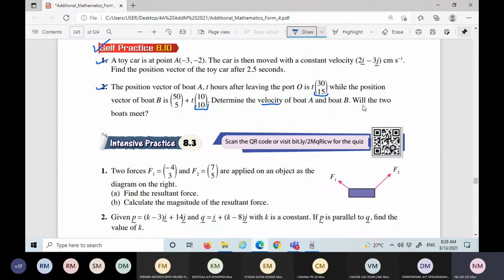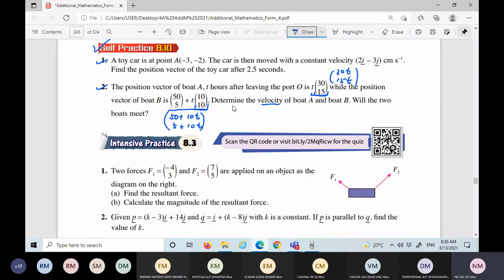Then the second part, they ask, will the two boats meet? How to do it? This one given is the position vector. If you combine it, you are getting 50 plus 10t, then 5 plus 10t, then 30t and 15t.